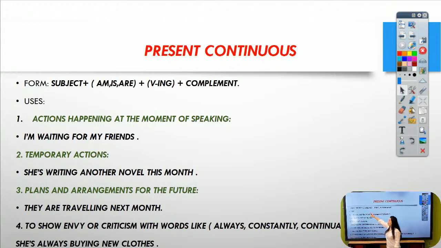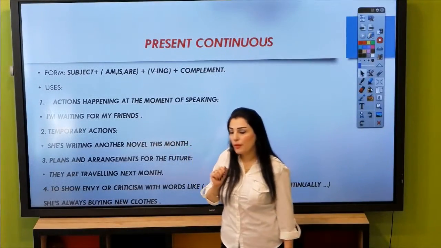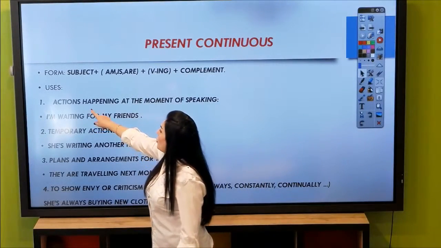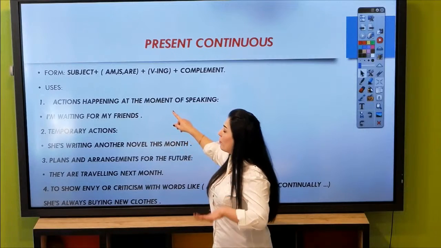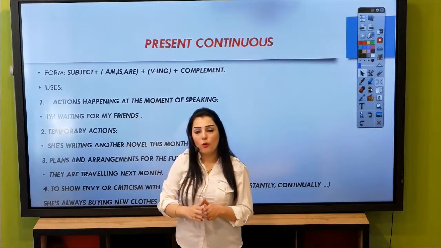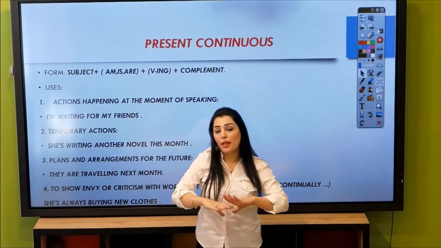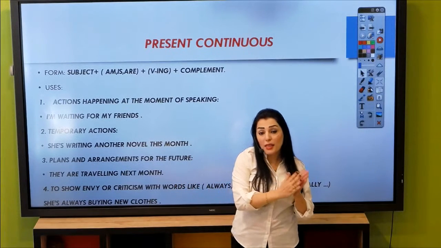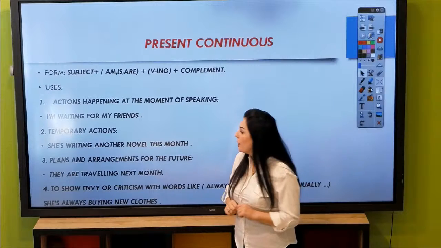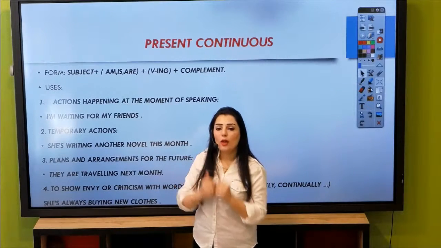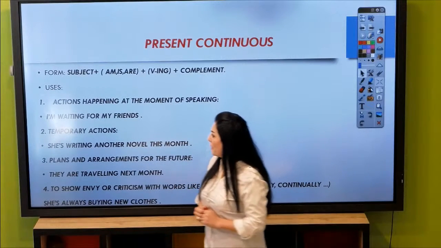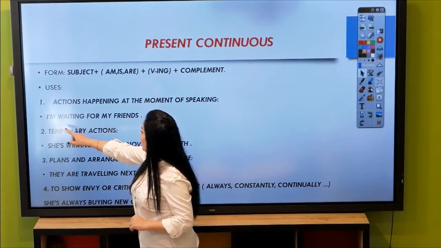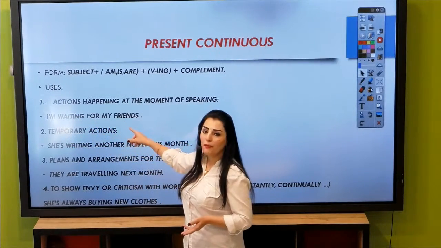Example, I am studying English right now. Uses. Why do we use the present continuous? To express actions happening at the moment of speaking. So it's an action happening at the moment of speaking. What am I doing now? So I am explaining an English lesson at the moment of speaking. So you are listening to an English lesson at the moment of speaking. Also, or another example, I am waiting for my friends, okay?